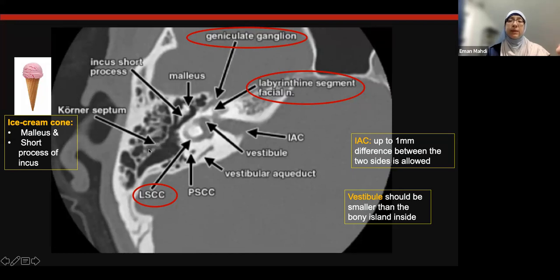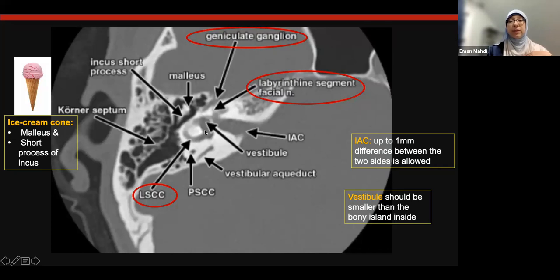And then the septum there, called the Koerner septum, is not of much importance. But the aditus ad antrum, the importance of it is that it tells you there is a connection between the middle ear and the mastoid air cells, and that's why most likely when we see mastoid effusion, we would also see middle ear effusion.